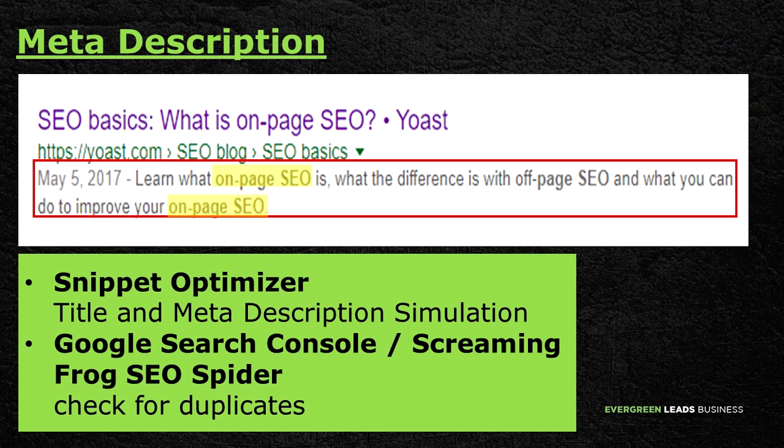To check, visit Google Search Console, go to Search Appearance, and then to HTML Improvements, or you can use the Screaming Frog SEO Spider to check for duplicate meta descriptions. You can also use a snippet optimizer to simulate how your title and meta description are going to look when they appear in the SERPs.